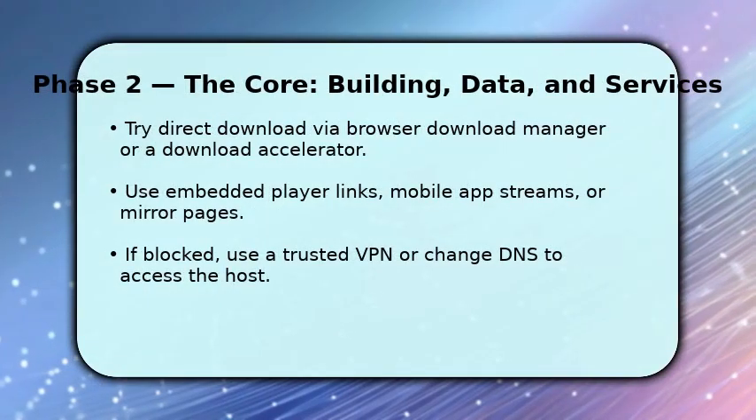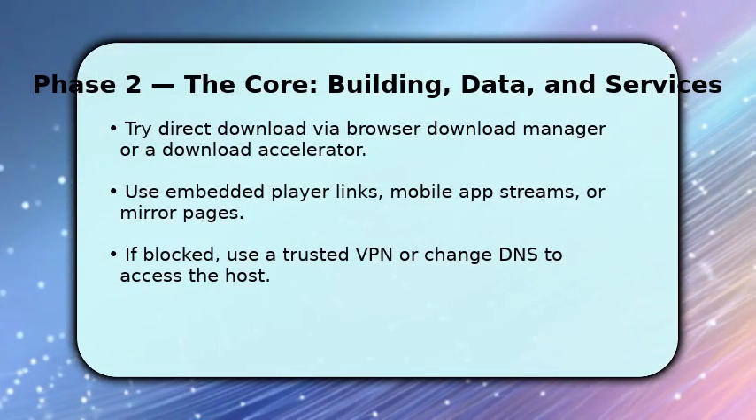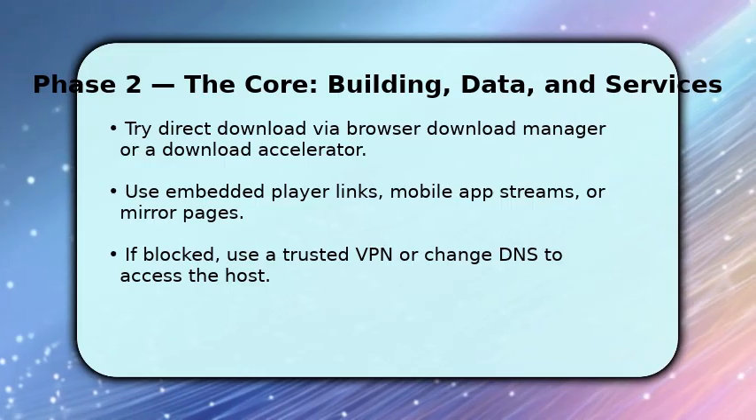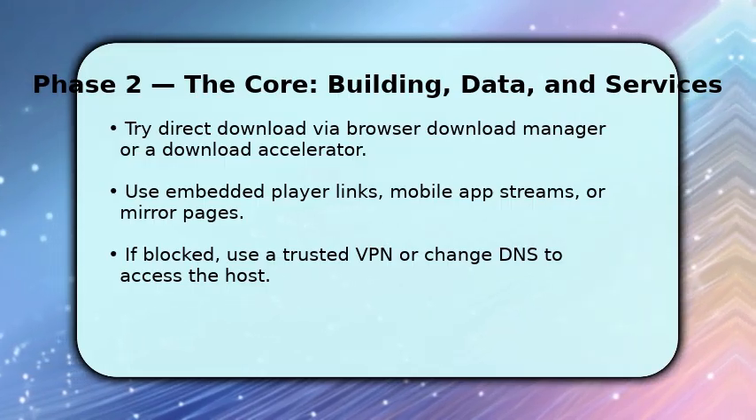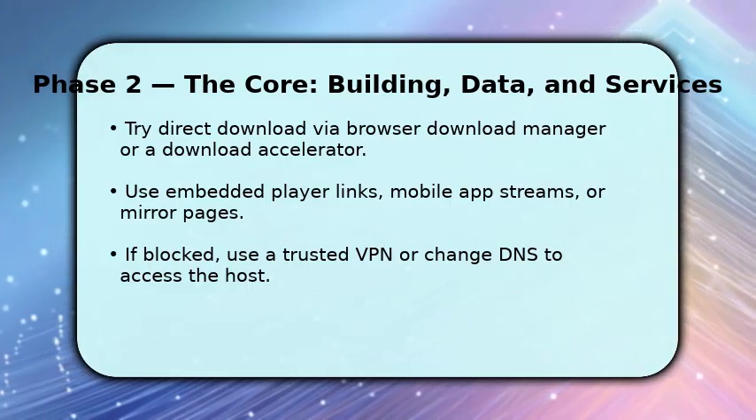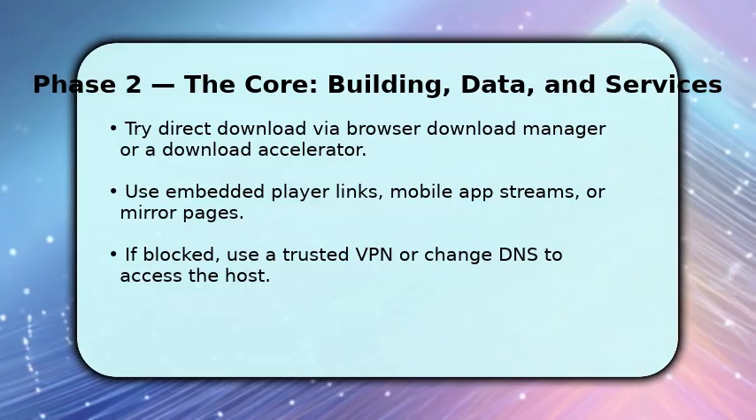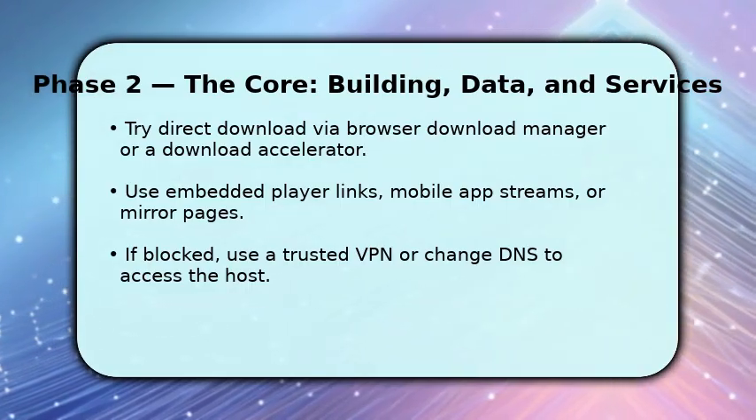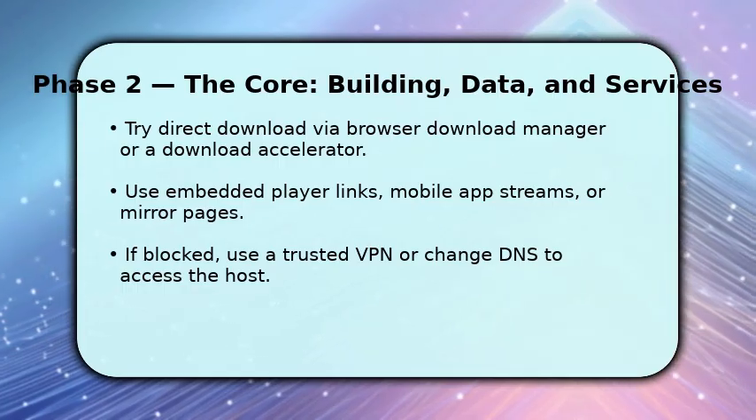Now attempt a direct download using your browser or a download accelerator. This is fastest for full resolution copies. If download is blocked, stream via the embedded player or the platform's mobile app instead. Streaming avoids temporary storage. Once streaming starts, adjust quality to match bandwidth.